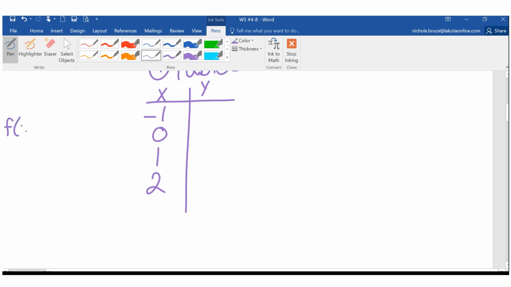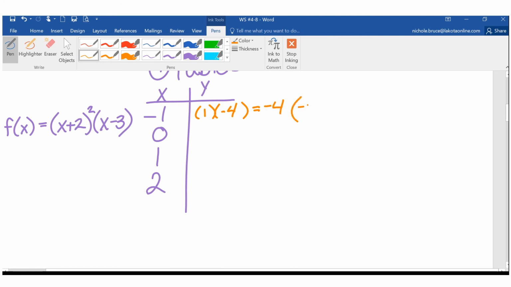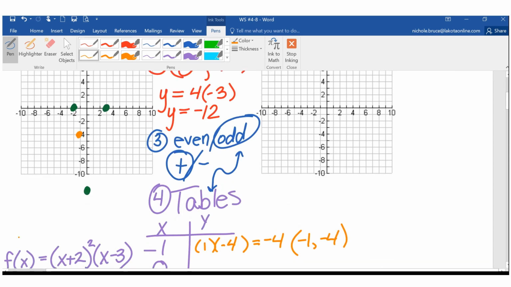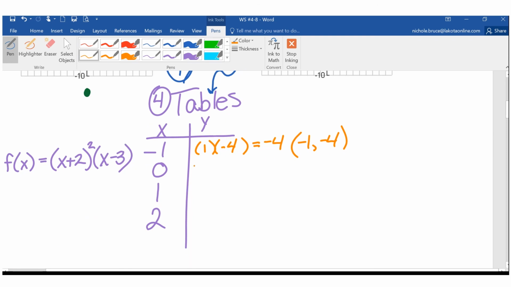Remember that the function is x plus 2 squared times x minus 3. So I'm going to put a -1 into both of these. What is -1 plus 2 squared? What's -1 minus 3? Did I do that right? Yeah. So what's 1 times -4? -4. So that ordered pair is (-1, -4). And so we go up here and we graph (-1, -4). And then we already put a 0 in. What did we get? -12? Okay, so we don't have to do that. And I already plotted that one. If you don't have it yet, put it on there.